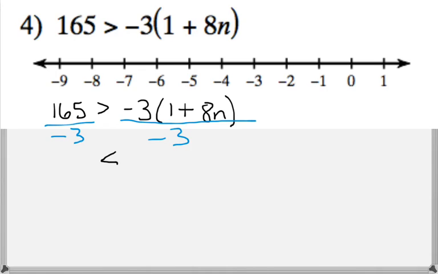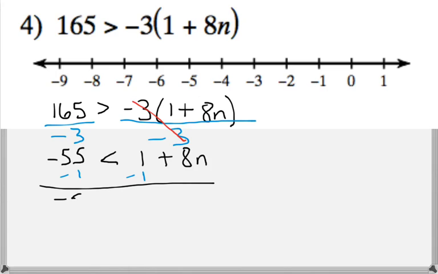165 divided by negative 3 gives us a negative 55. Is less than, negative 3 divided by negative 3 is going to cancel, leaving us with what was in the parentheses, and we no longer need them. So now we have negative 55 is less than 1 plus 8n. So now we continue our process to solve for n. I need to subtract 1 on both sides. That's going to give us a negative 56 is less than 8n.